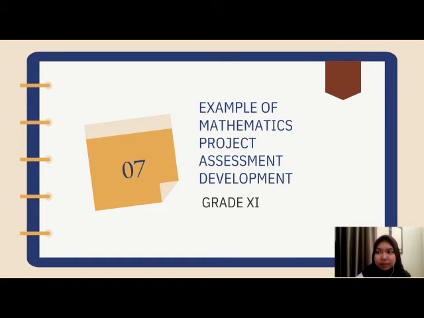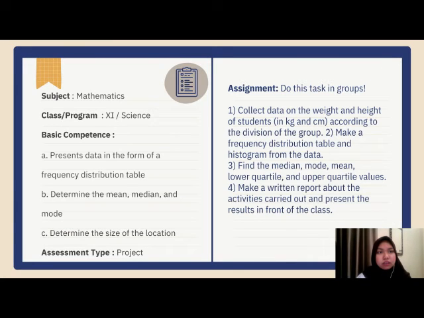Okay, hello everyone. So next we have an example of mathematics project assessment development for grade 11. So let's get into it. Okay, next we have, on the left side, the subject of mathematics with class 11 for the science program. The basic competences we have here, there are three: presents data in the form of a frequency distribution table, then the second one determine the mean, median, and modes, and the last is determine the size of the location. And with the assessment type of project, because we will discuss project assessment development.